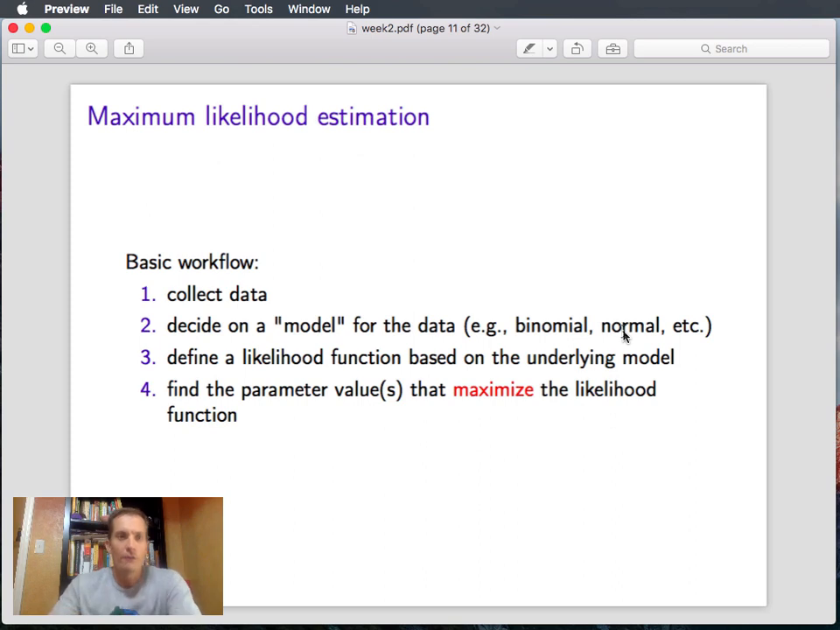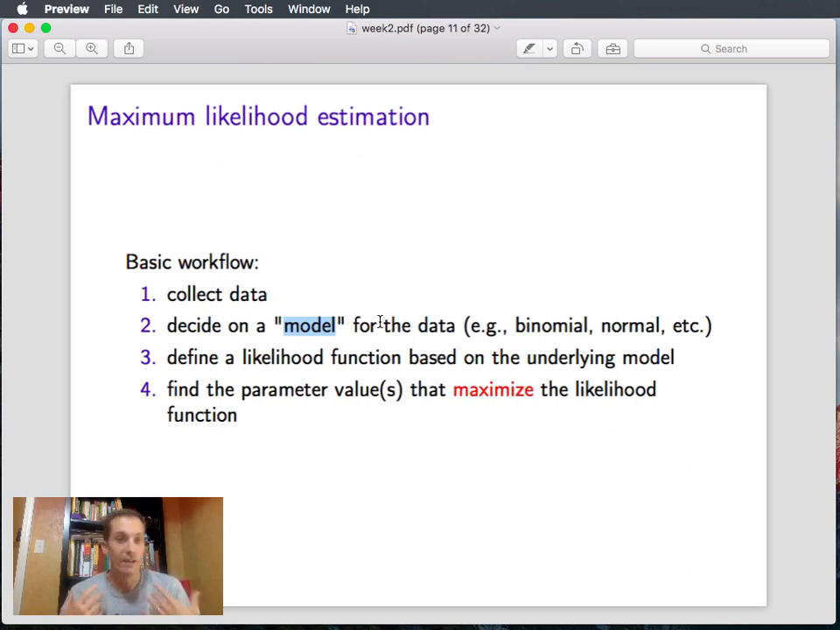Okay, the first step is you collect your data. Okay, so you do some research, you collect some data. Now you want to describe that data. You want a descriptive model for the data. So first we have to decide on a model for the data. And what we mean by that is decide on an underlying probability distribution. Is this data going to be binomial?